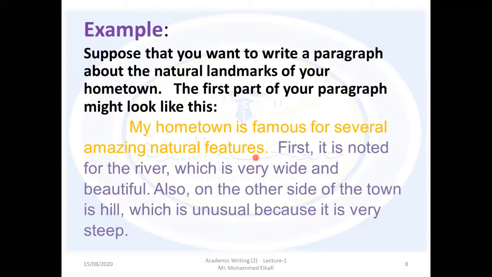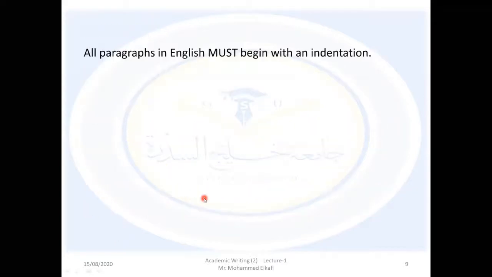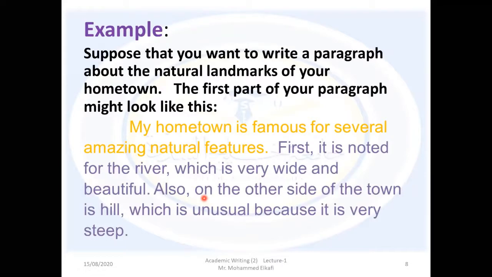First, it is noted for the river, which is very wide and beautiful. Also, on the other side of the town is a hill, which is unusual because it is very steep. Okay, so here we have a group of sentences.